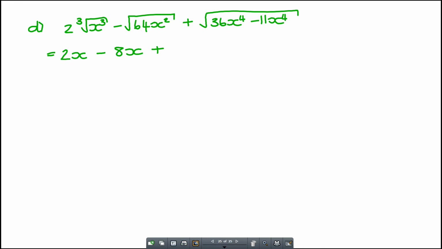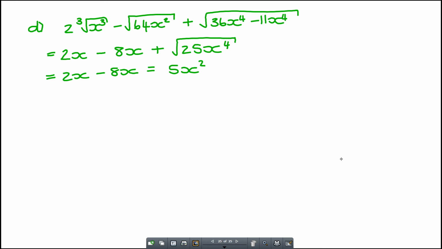Okay, now that square root, because there's a minus in between, I could not get the square root yet. I first had to make it one. Now, you'll see that they are like terms. So 36x to the power 4 minus 11x to the power 4 will give me 25x to the power 4. Okay, and that simplified is going to give me 5x to the power of 2. Do you guys agree?